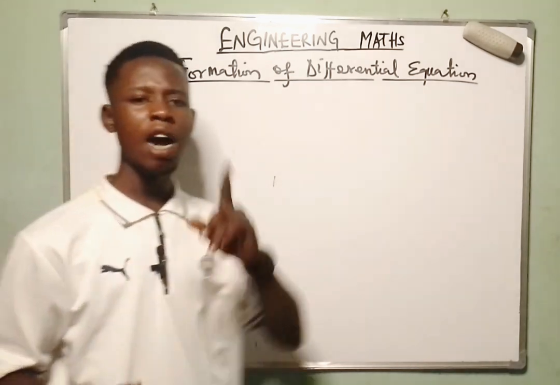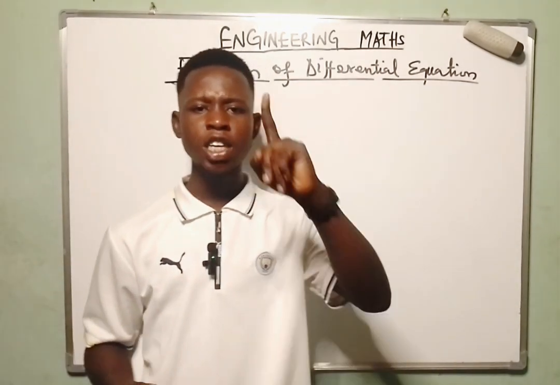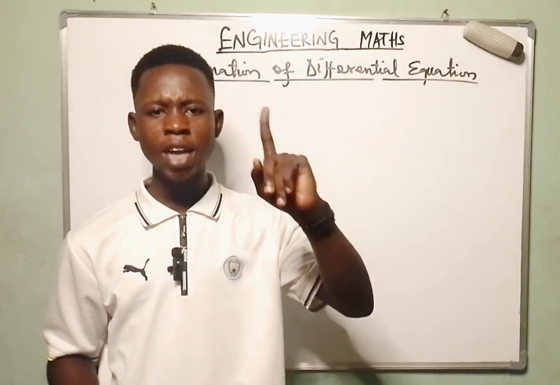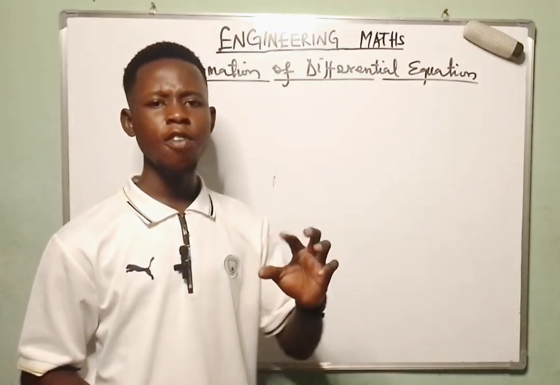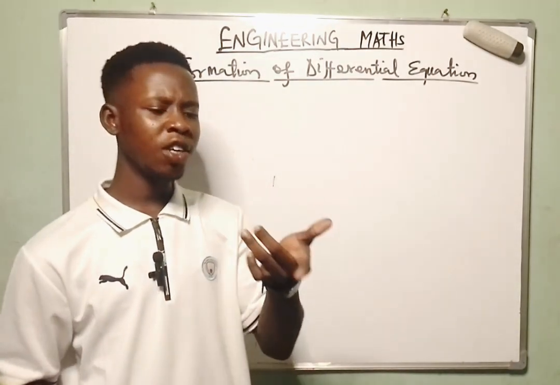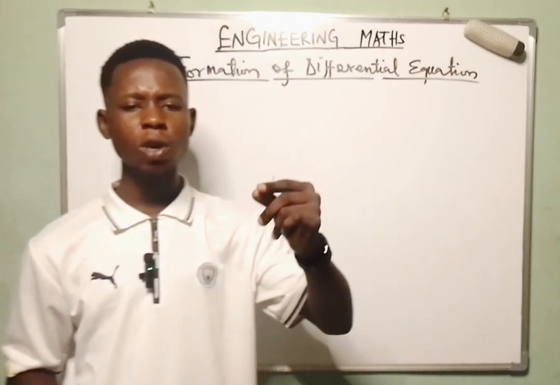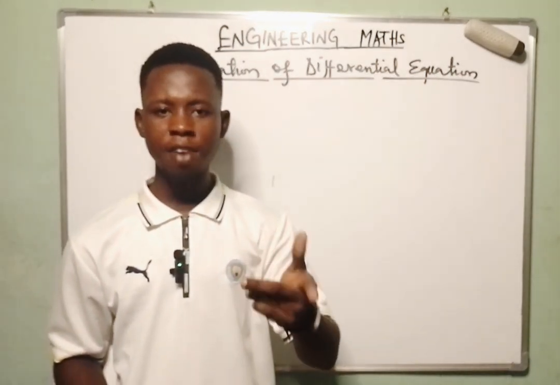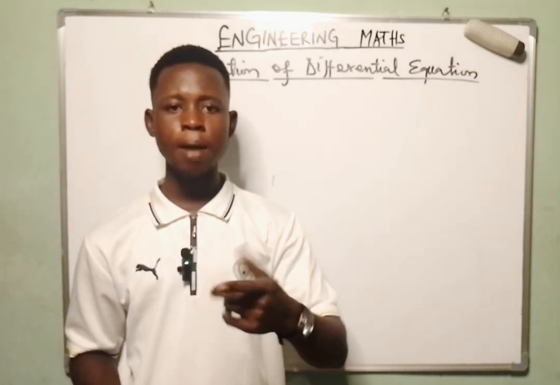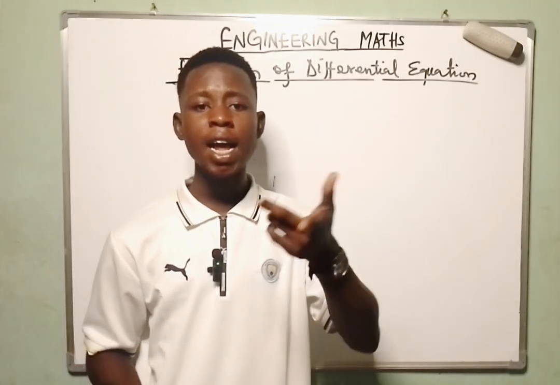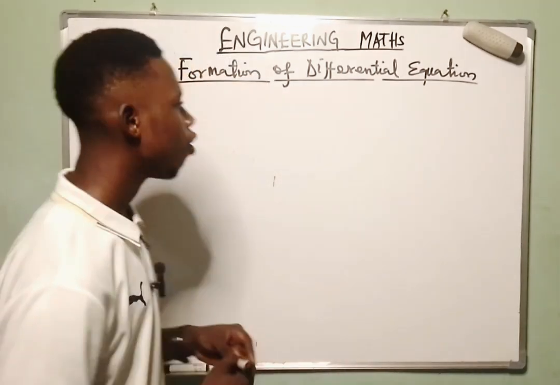Let's assume that you have one constant. The formation of that differential equation is going to be a first order differential equation. If you have two constants, you are going to have a second order differential equation, and vice versa. Now I'm going to use this example to show you how you can form a differential equation using this function.